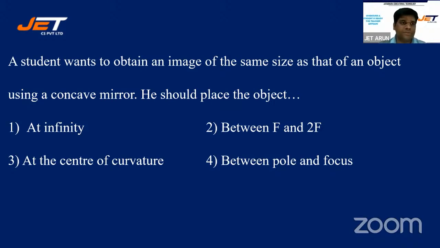All right, so it has to be at center of curvature. That's right. 3 is absolutely right, but few students have answered 4. You'll get a virtual magnified image if it's at 4. If you've chosen 4, between pole and focus, you'll get a magnified image, which is erect. Yes, 3 is right.